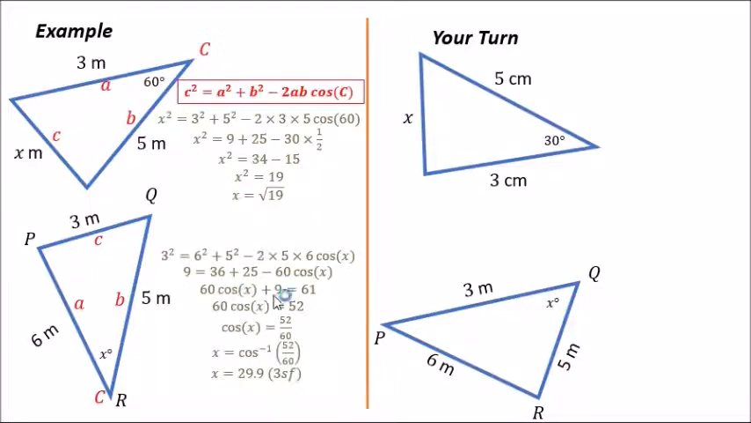So 60 cos x plus 9 is equal to, and when I tidy this up a bit, I get 61. If I then take away 9 from both sides, I get 60 cos x equals 52. Divide both sides by 60 to get cos x is 52/60ths. And then I can do the inverse cos of both sides to find the value of x, which ends up being 29.9, to 3 significant figures. Alright, your turn. See if you can find the value of x for those two questions.